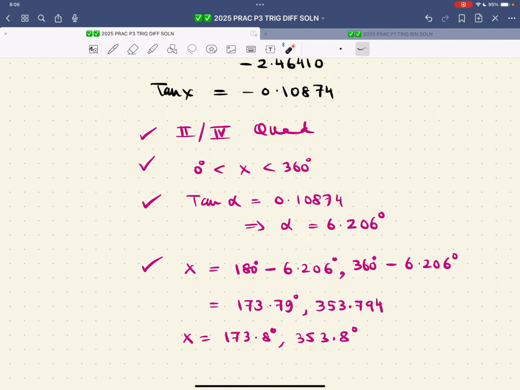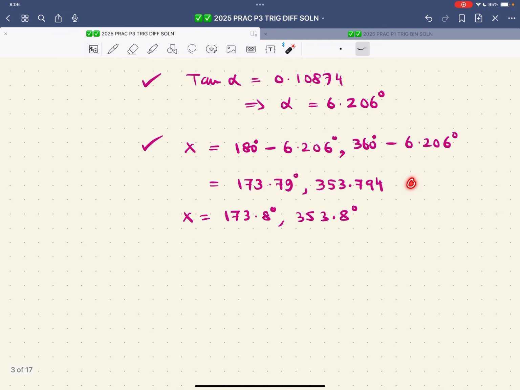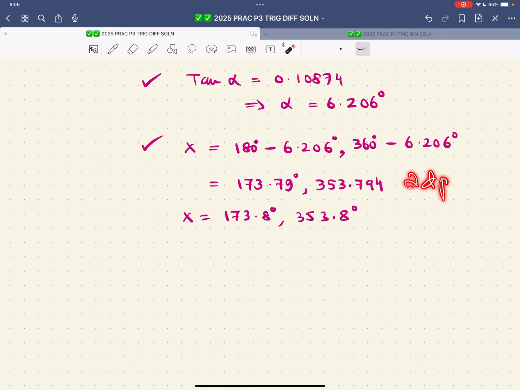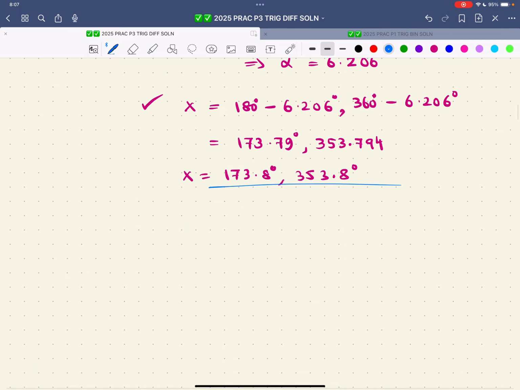Expect the unexpected. And then x in the second quadrant is 180 minus basic angle. Fourth quadrant, 360 minus basic angle. Work in at least 4 SF for the working, so that the very final answer is 1 dp. My bad, this is degrees. So work in at least 2 decimal places, and the final answer to 1 dp, and make a habit of writing it. So therefore the final answer is to 1 dp.